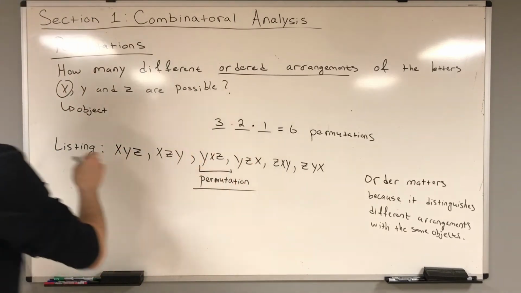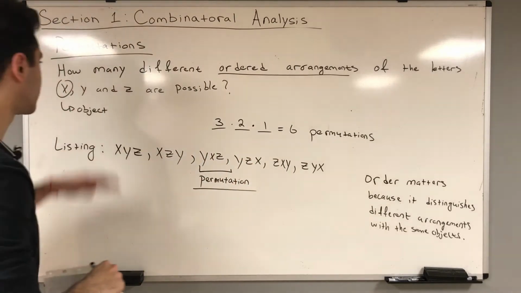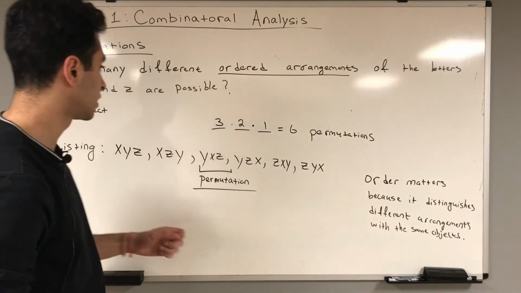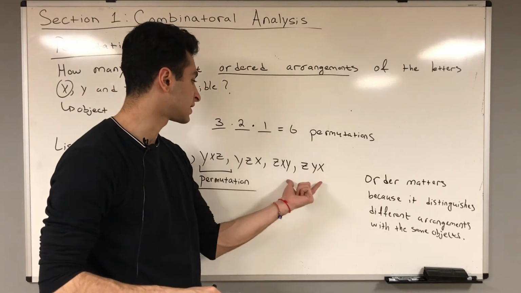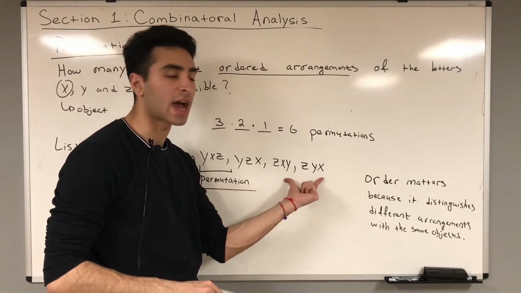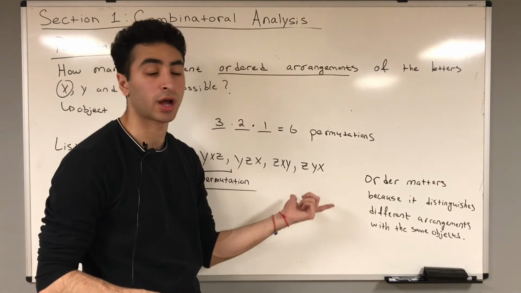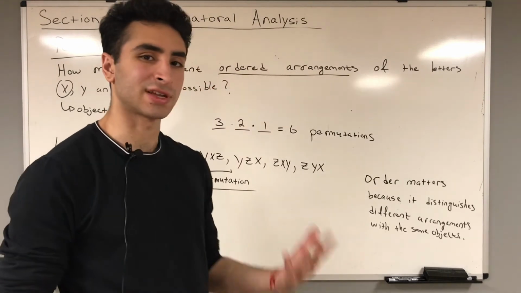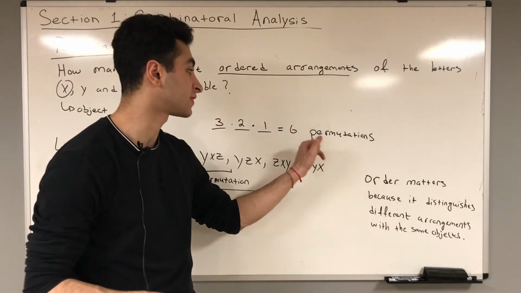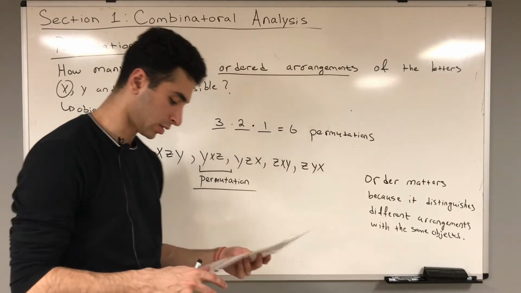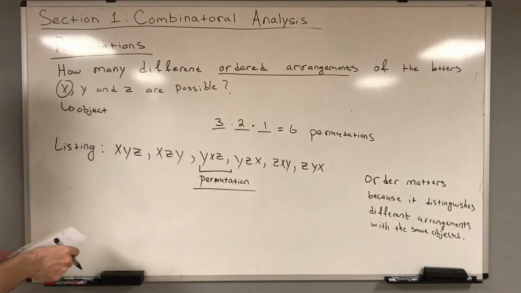Again, what are the objects? X, Y, and Z, right? They're objects, they're letters. So order matters because it distinguishes these two arrangements even though they have the same objects, which are Z, X, and Y. But because the order is different, we have six permutations. So that's what a permutation is.